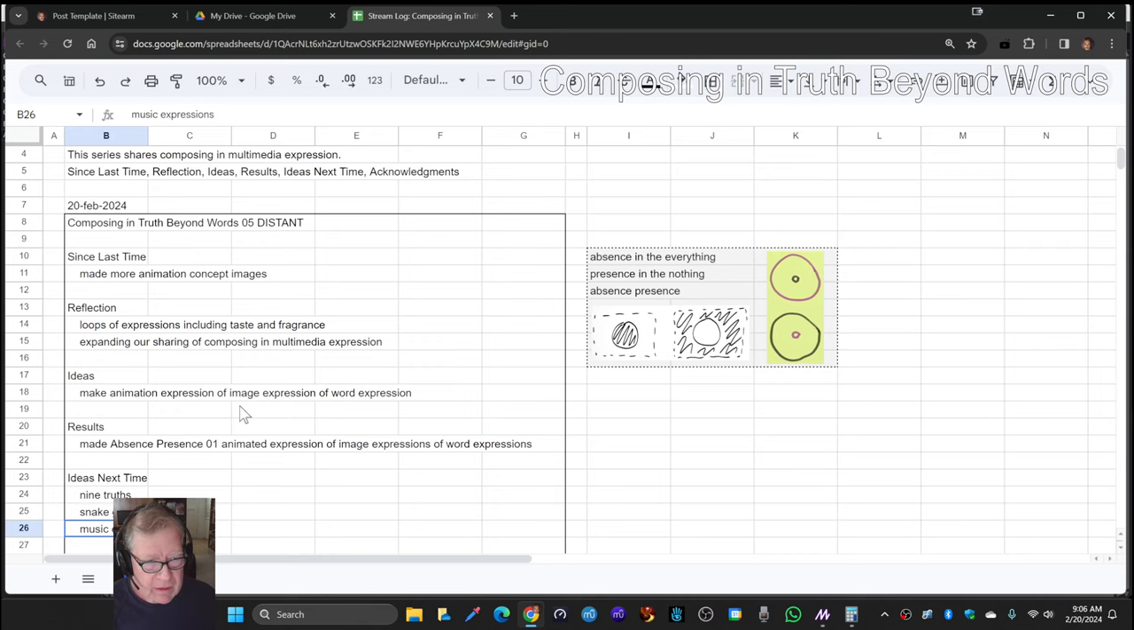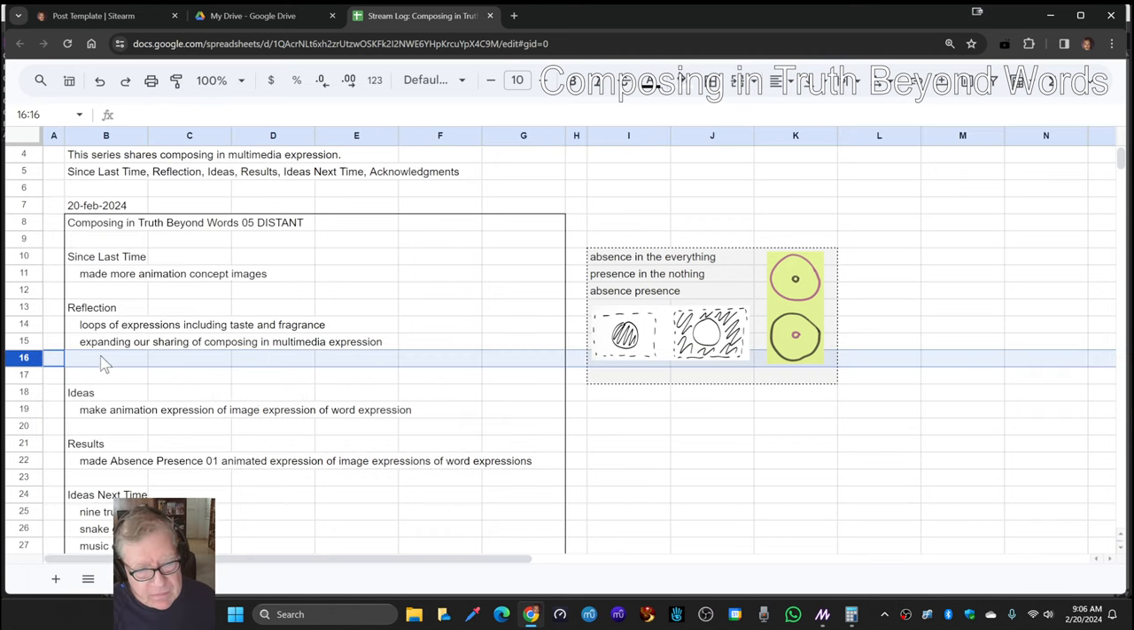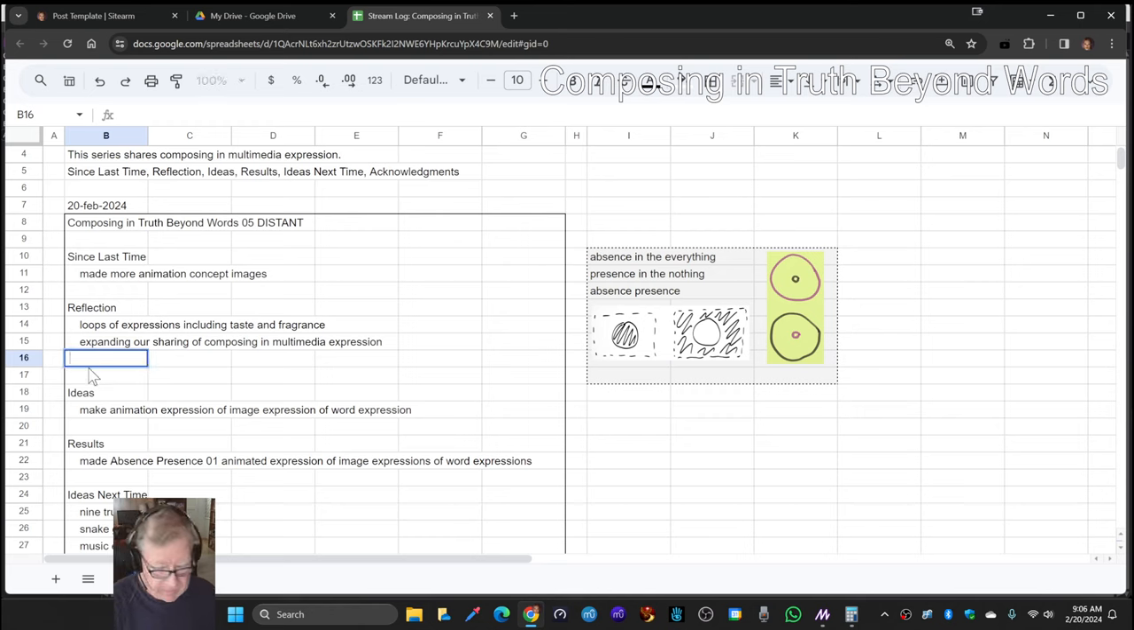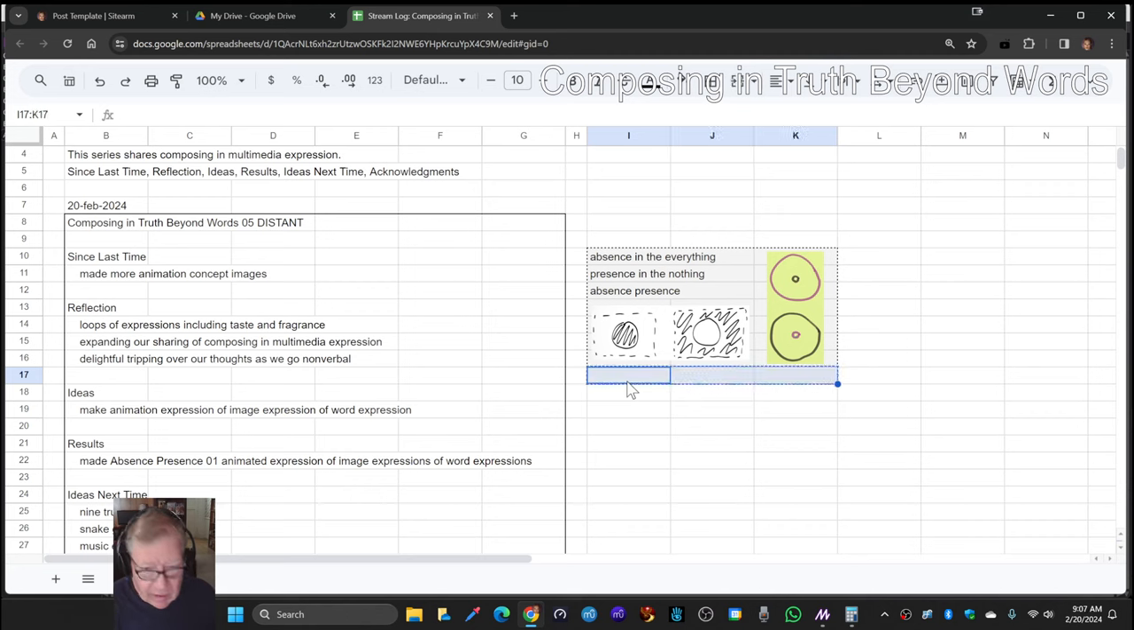So the basic thing is this whole business of, once again, the delightful tripping over our thoughts as we go, non-verbal. That's what's happening with these compositions.